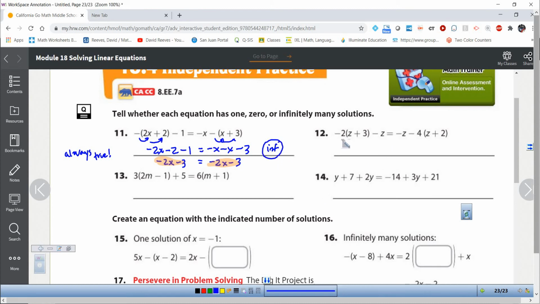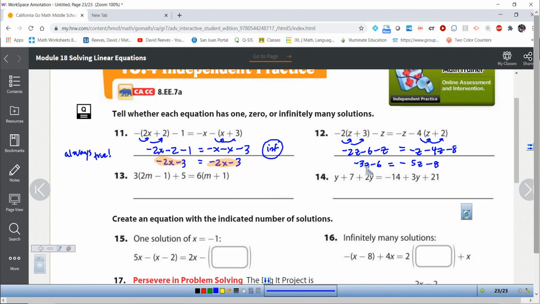What about this one? Again, let's go ahead and distribute here. And we get negative 2z minus 6 minus z equals, and then when I distribute here, I get negative z minus 4z minus 8. Okay, so negative 2z minus z gives me negative 3z minus 6. And over here, I'm going to get negative 5z minus 8.